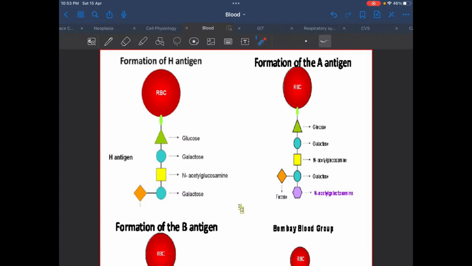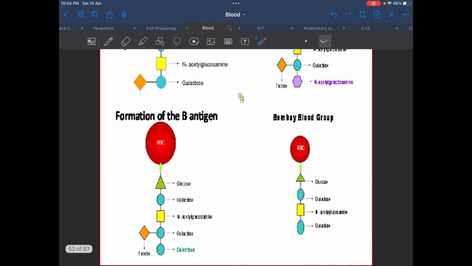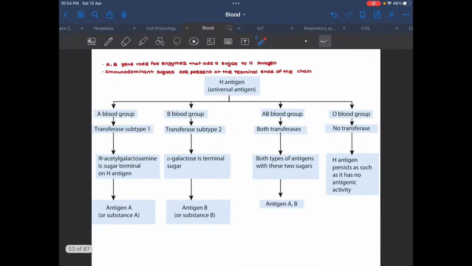Okay, so whenever the enzyme that is present, which is going to attach your N-acetyl galactosamine to your H antigen, is going to form your A antigen. Okay, and whenever the enzyme that is there to attach your galactose to your H antigen is going to form your B antigen. Okay, and what is the Bombay blood group again? Bombay blood group में the problem is दोनों के दोनों नहीं है. Okay, so let's just discuss that as well.